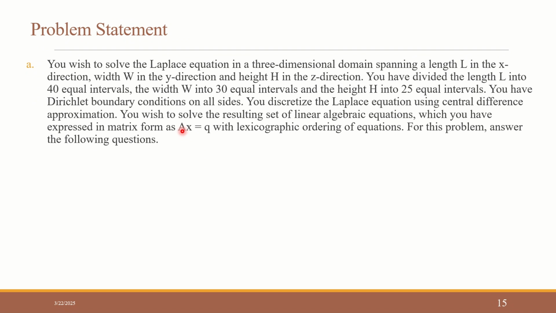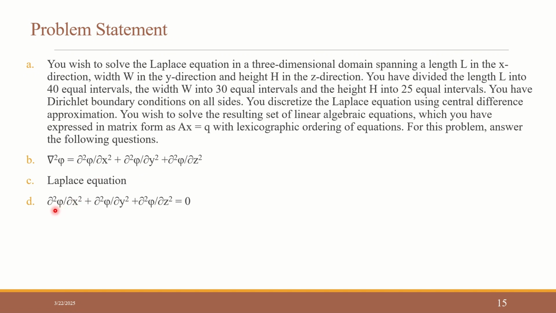Okay, now we will move to the questions. Just to give you an idea, I am giving the equations here. Del square phi equal to 0 is the Laplace equation, and del square phi is expressed as dou square phi by dou x square plus dou square phi by dou y square plus dou square phi by dou z square. And the Laplace equation is equal to 0 as I mentioned: dou square phi by dou x square plus dou square phi by dou y square plus dou square phi by dou z square equal to 0.